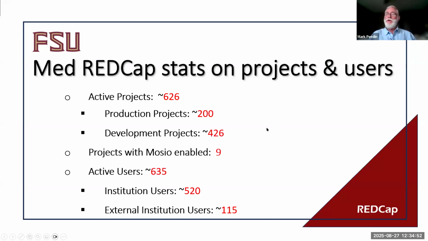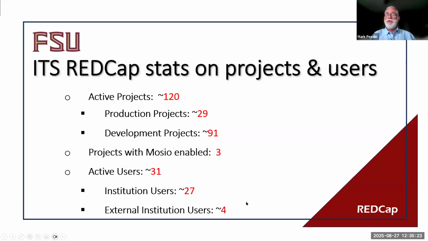As of today, we currently have approximately 200 production projects in the REDCap. We have 426 in development projects. 9 of those projects have Mosio enabled. Active users, we've got approximately 520 active users, and approximately 115 external users.